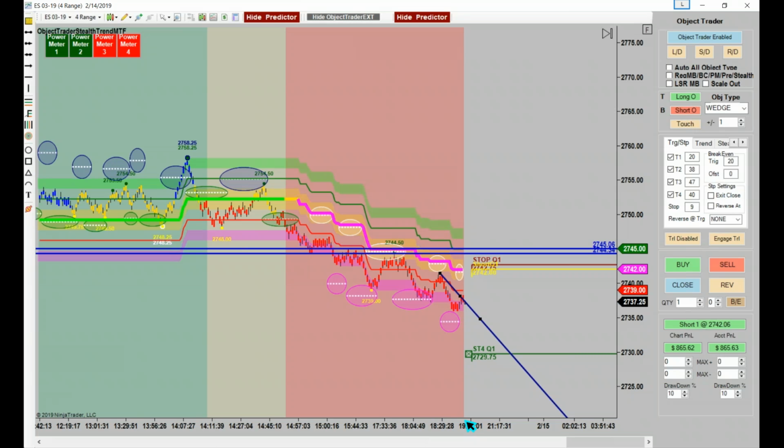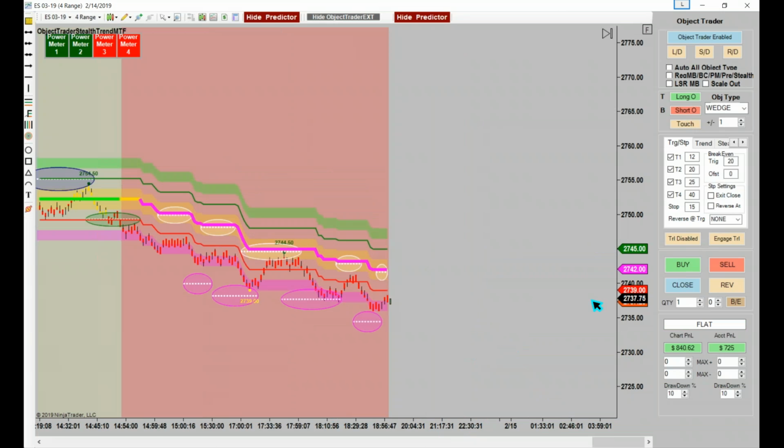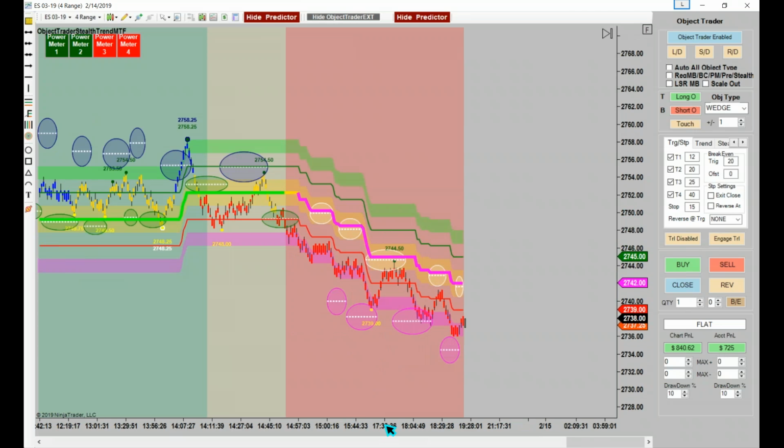Now, I'm going to just kill this, and let's see if we can all get a trade together. We're not going to take another trade unless we get a retracement. So I'm going to draw a line on the chart.